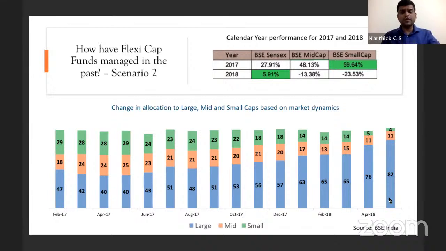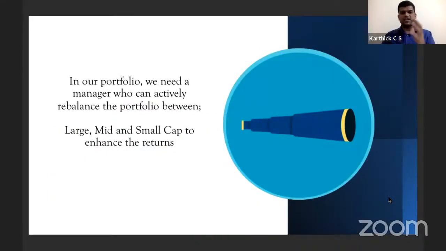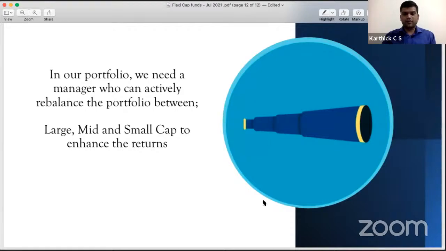So this is what we call dynamically managing the categories, these three categories, that is large, mid, and small. So it's important for us to have a fund like this in the portfolio, where a fund manager actively tries to navigate you between these three categories, rebalancing the portfolio based on the trend emerging. To talk more about flexi-cap, and why someone should invest in a fund like this, I would like to invite Chintan to take it forward from here.